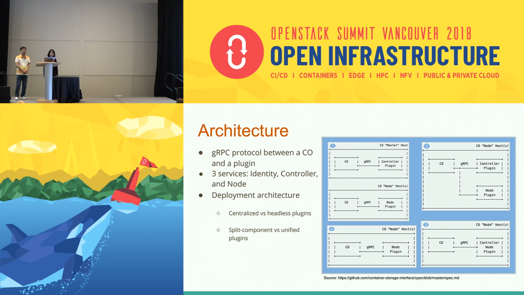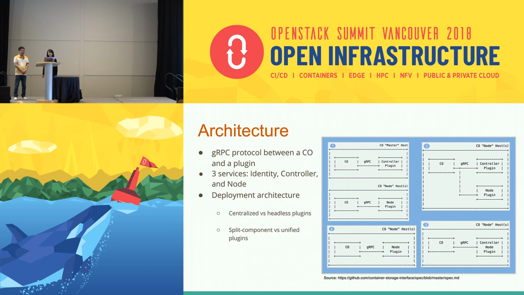There are several ways to deploy a CSI plugin. There's this centralized versus headless plugin model, or the split component versus unified plugin model. So the first diagram, that is the centralized plugin model. So we have the controller plugin on the master node, and then we have a node plugin on each worker node. And figures number 2, 3, and 4, those are our headless plugins.